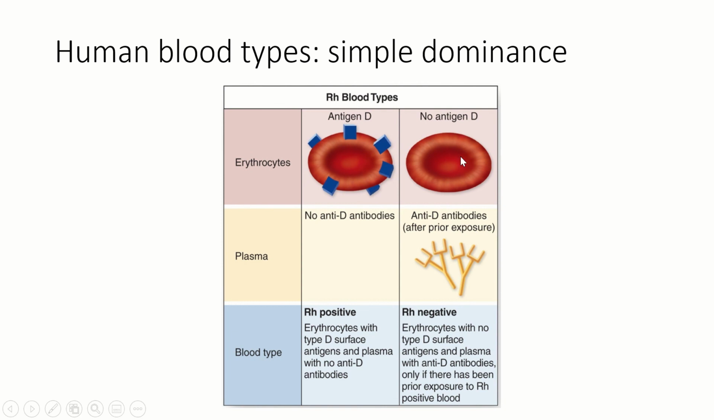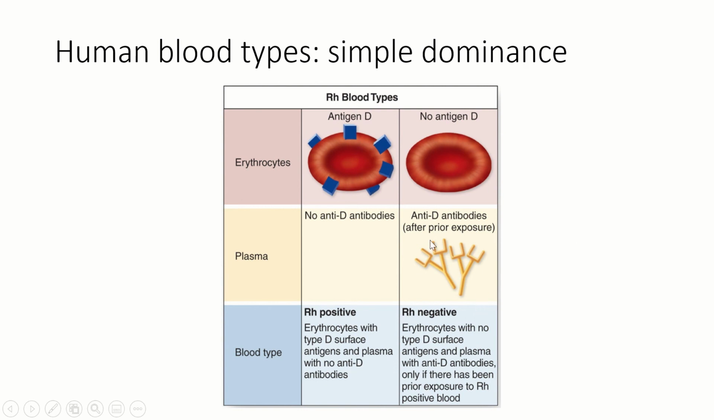You've also heard of positive and negative, and you're probably wondering about that. That is conferred by yet another gene. It is another type. If you're positive, you have antigens. If you're negative, you have no antigens and no antibodies unless you've been exposed to positive blood, in which case your blood will start making antibodies, and that most often happens to a pregnant woman during pregnancy if the fetus is positive and she's negative.